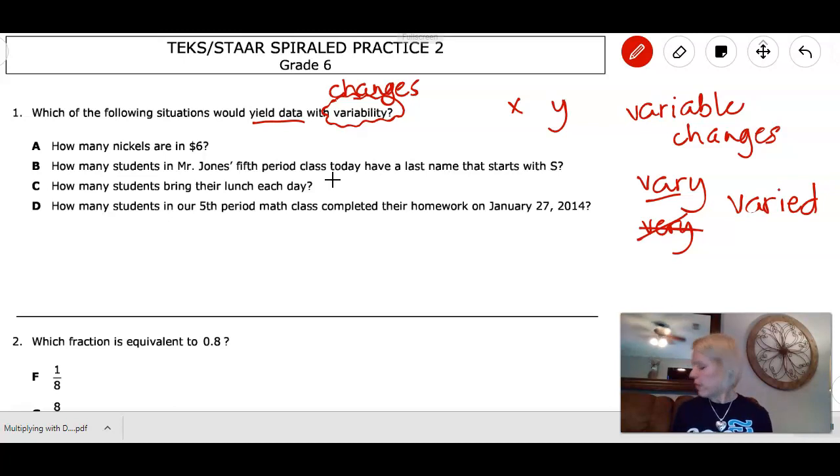Okay, so let's look at the first answer choice. It says, how many nickels are in $6? Well, think about that. Would that answer ever change at all? I mean, aren't nickels exactly 5 cents a piece? And $6 is $6. So if you were only counting nickels and you were making $6, would that answer ever change? No, it would not change.